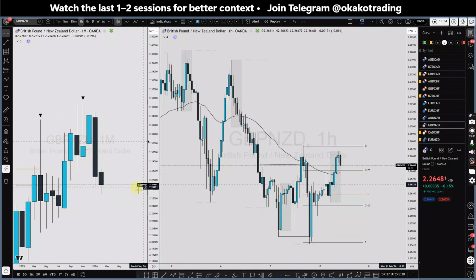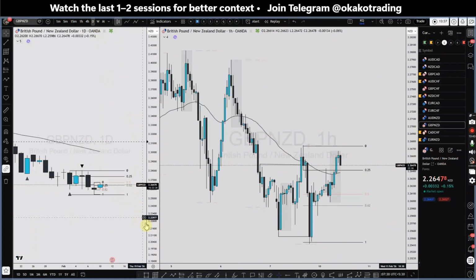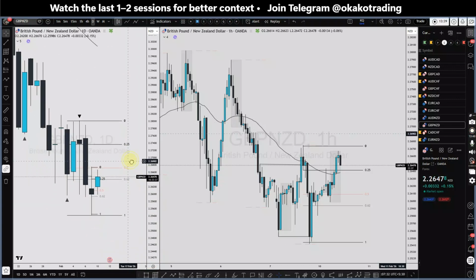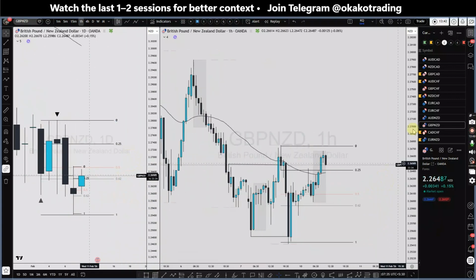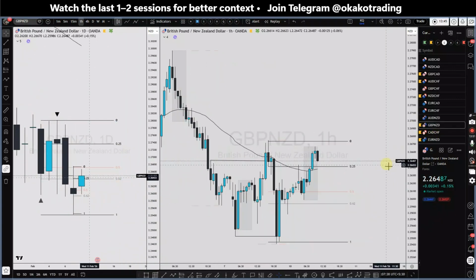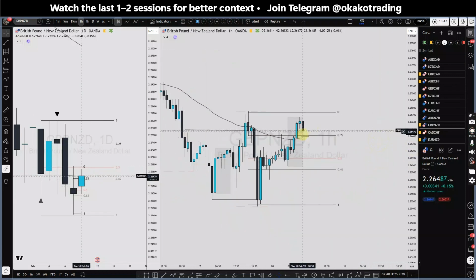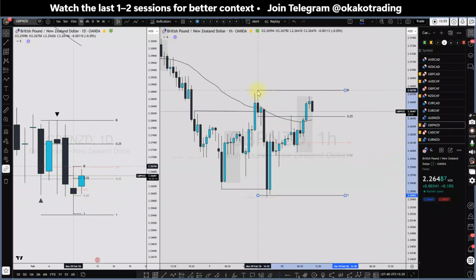But this is something where the rules are also lining up, but the setup is not that high probability because the HTF bias is not lining up. So I'm just gonna keep this in my watch list and let's see how it unfolds. If I find any good rejections from this level, then only then I will consider taking this position. But for now, I'm just gonna keep this in my watch list.